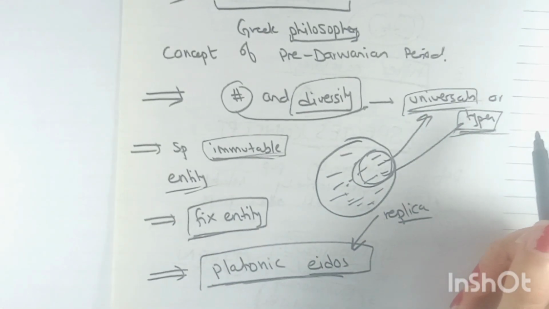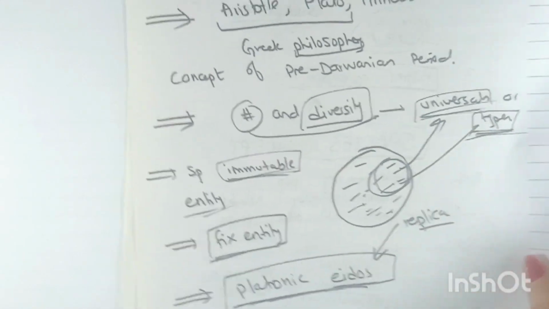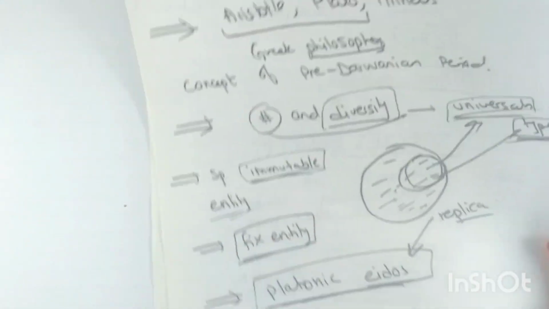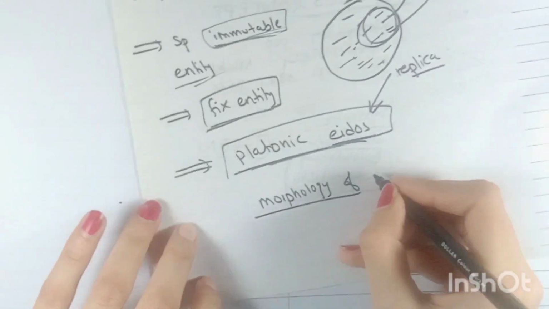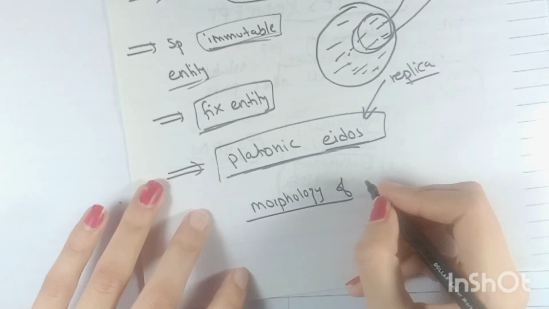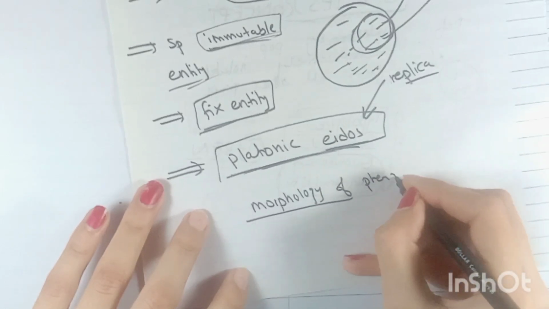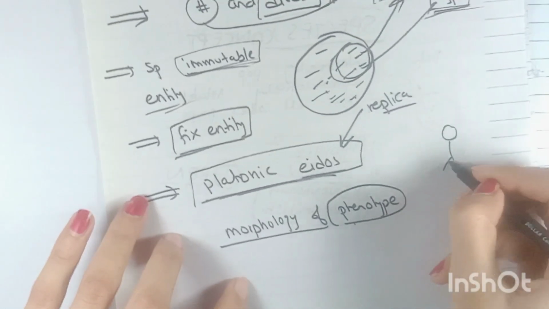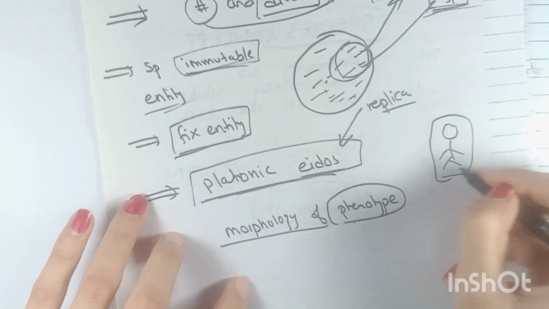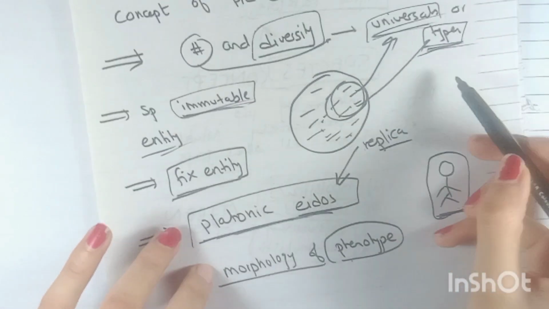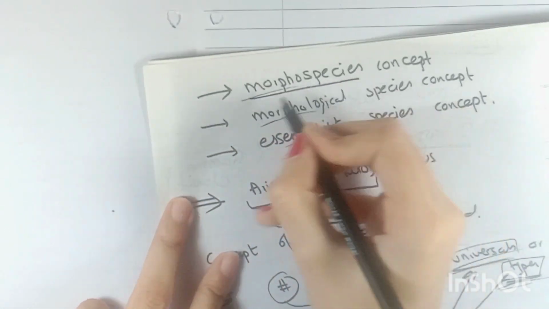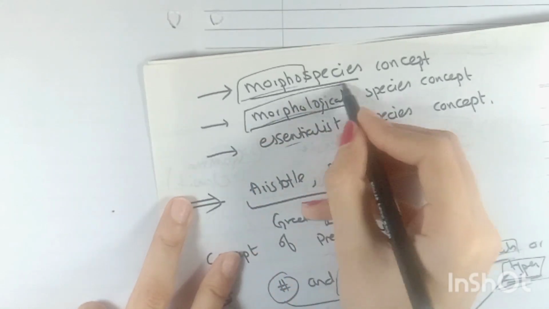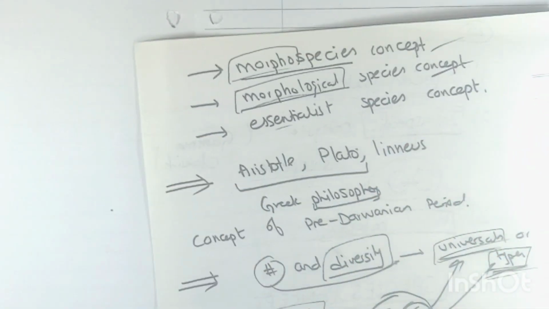Now if I talk about the basis of this concept, then this concept is based on the morphology of the species, or you can say the phenotype. Scientists just observed the morphology or the physical appearance of the species, and they called them the universals or the types. You see, scientists saw the morphology. That's why this concept is known as the morphospecies concept or the morphological species concept. Here we have cleared this concept.